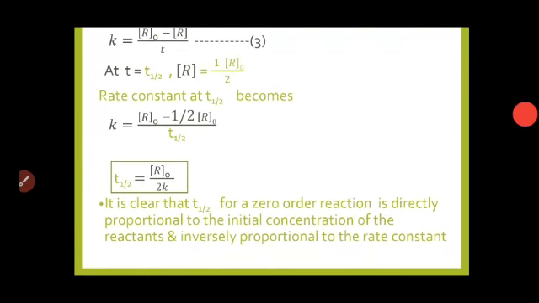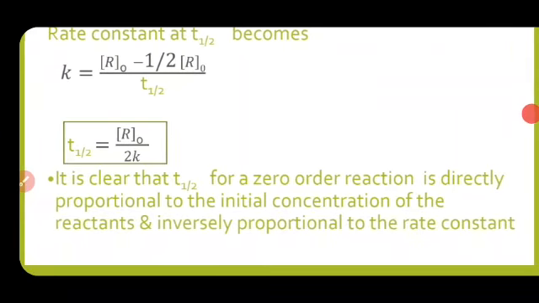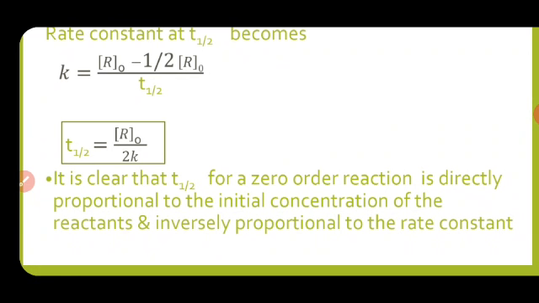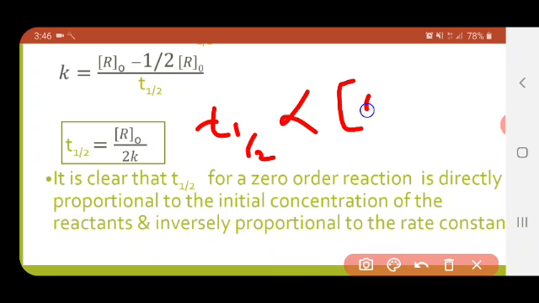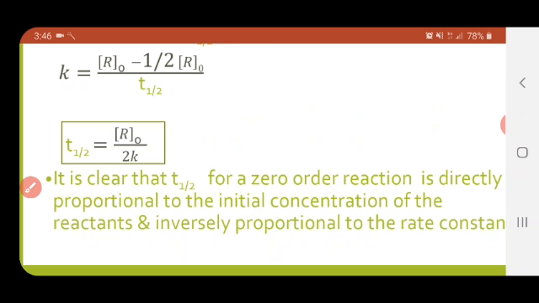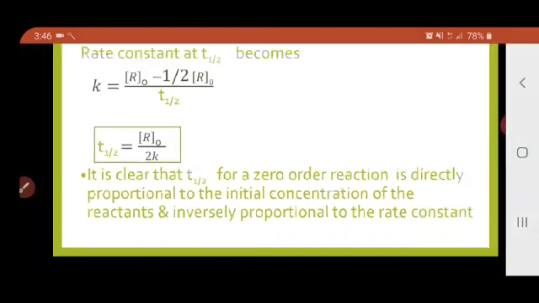Now if you see this expression, it is clear that this 2 is constant, and K is constant because it is a rate constant. So the denominator term is constant. What is remaining? Only the initial concentration. So t half will be directly proportional to R naught. That shows that the half-life period for a zero order reaction is directly proportional to the initial concentration of the reactant and inversely proportional to the rate constant.